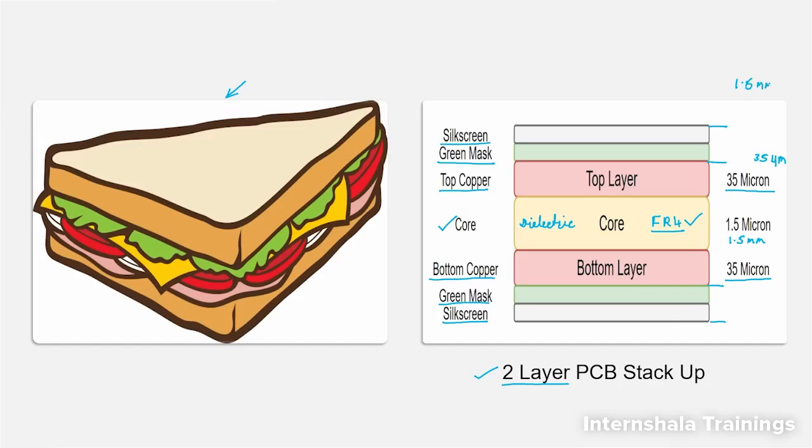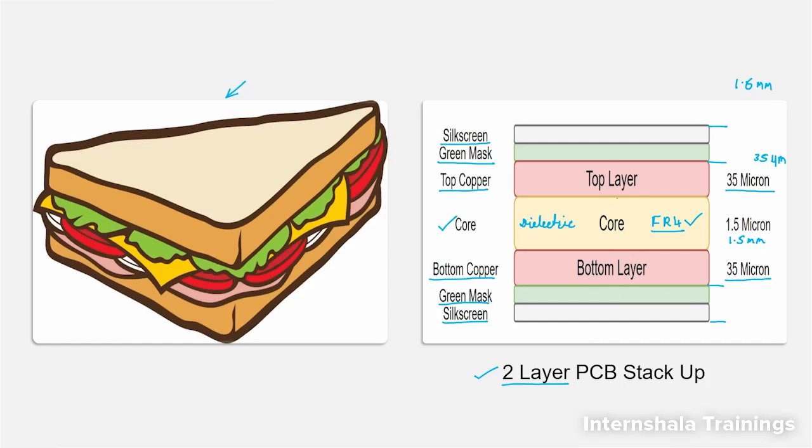Most manufacturers from where you will order a 2-layer PCB have this as the default stackup, in which the top copper layer is 35 micron, the core thickness is 1.5 millimeter, and the bottom copper layer thickness is 35 micron.